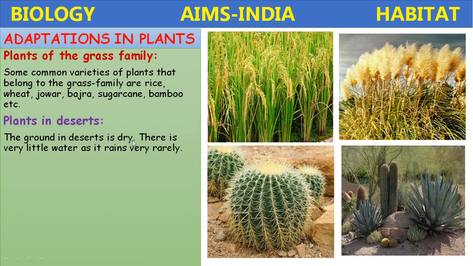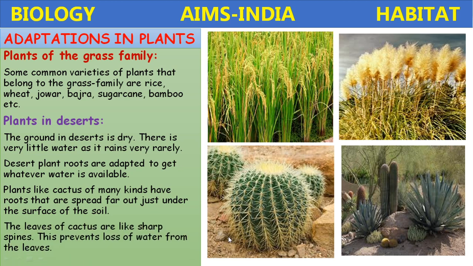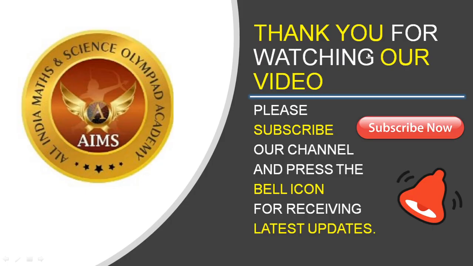The ground in the desert is dry. There is very little water as it rains very rarely. The desert plant roots are adapted to get whatever water is available. Even a single drop of rain is utilized by these plants. Plants like cactus of many kinds have roots that spread far out just under the surface of the soil to absorb the water available. The leaves of the cactus are like sharp spines. They are modified leaves. This prevents the loss of water from the leaves.